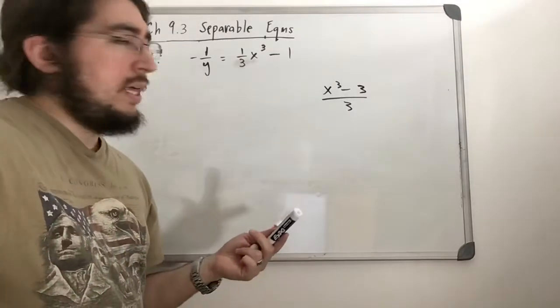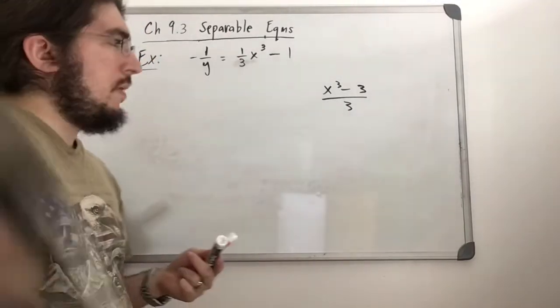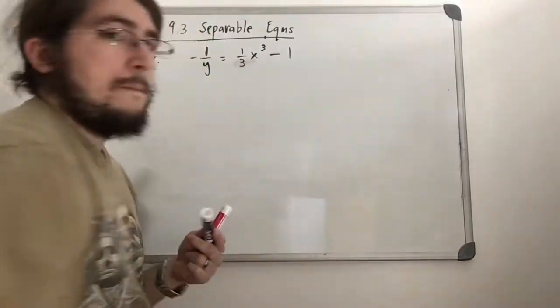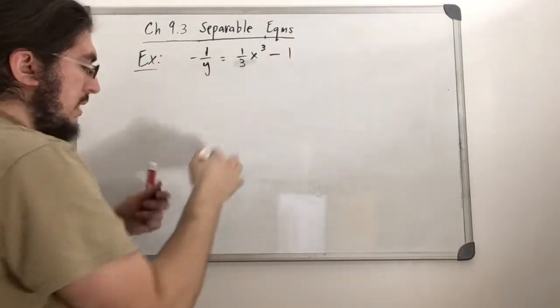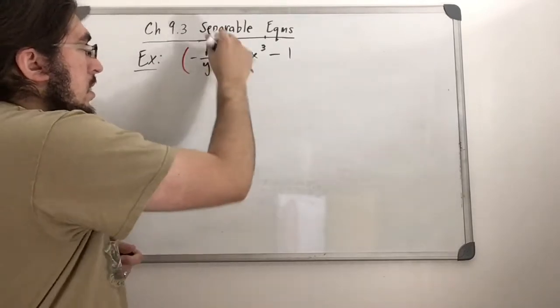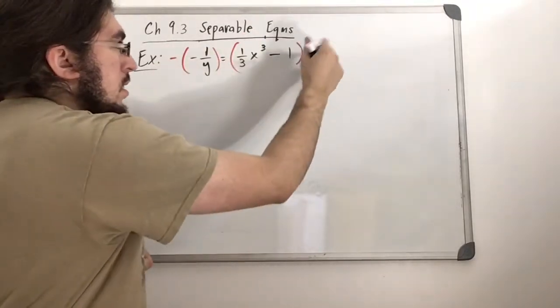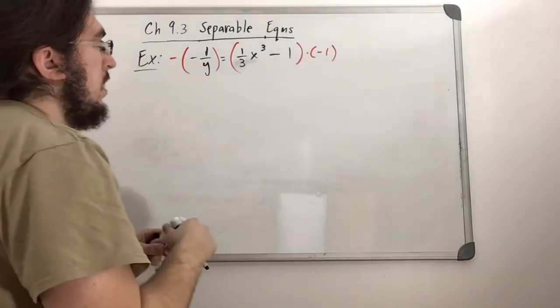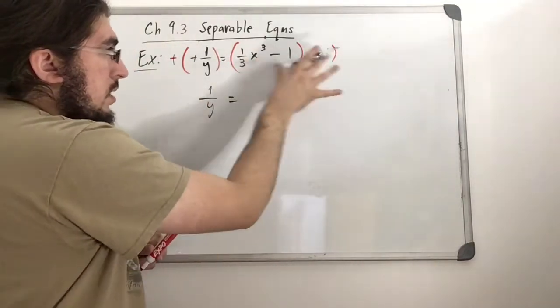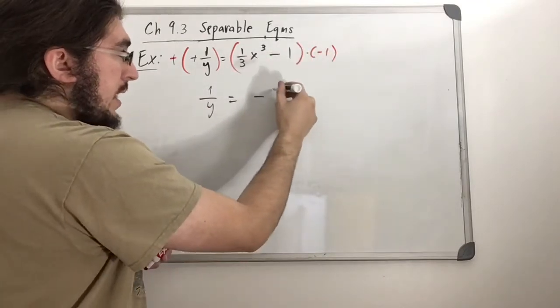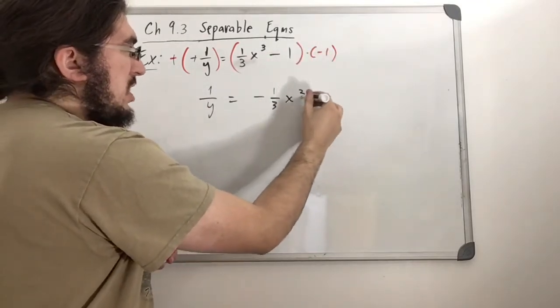I'm going to show you another way of doing that actually. So instead, let me erase this real quick. So instead, let's do this. Let's multiply both sides by -1. So that'll cancel this negative. So we get 1 over y is equal to, that'll change these signs, so we get -1/3 x cubed plus 1.